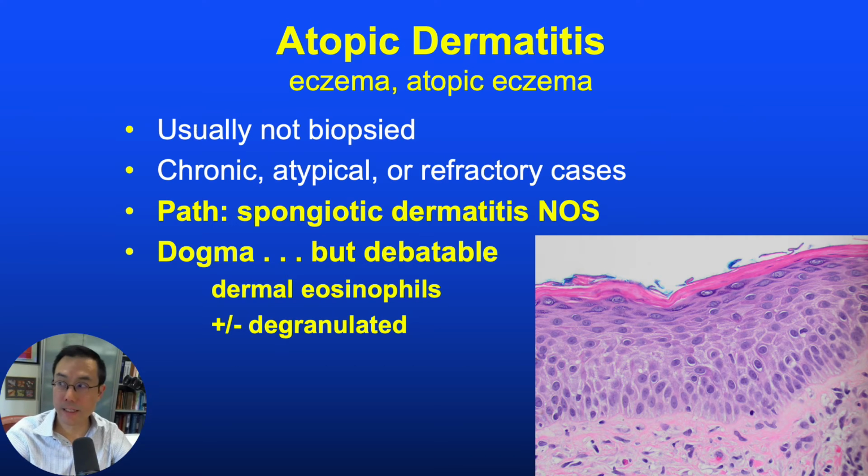And perhaps analogous to the situation with allergic contact dermatitis, there is somewhat of a dogma, also debatable out there, that dermal eosinophils are typical or specific for atopic dermatitis, but that also has not really been vigorously demonstrated, in my opinion. It has been appropriately pointed out that eosinophils may be degranulated in lesional tissue, and that can make them more difficult to identify and quantify.